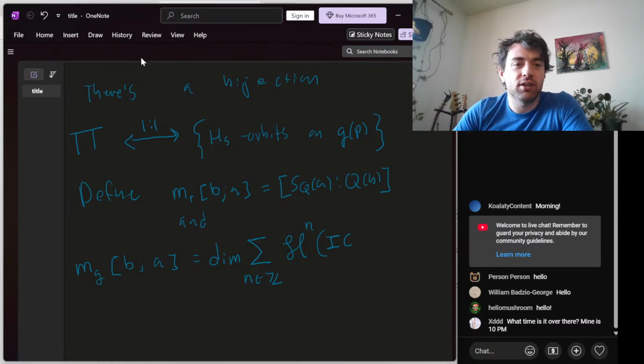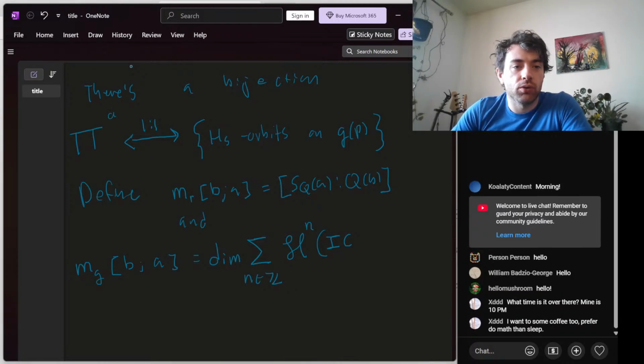So I said that there's a bijection between these two sets. I'll write the bijection like this: a multisegment A goes to some orbit C_A.